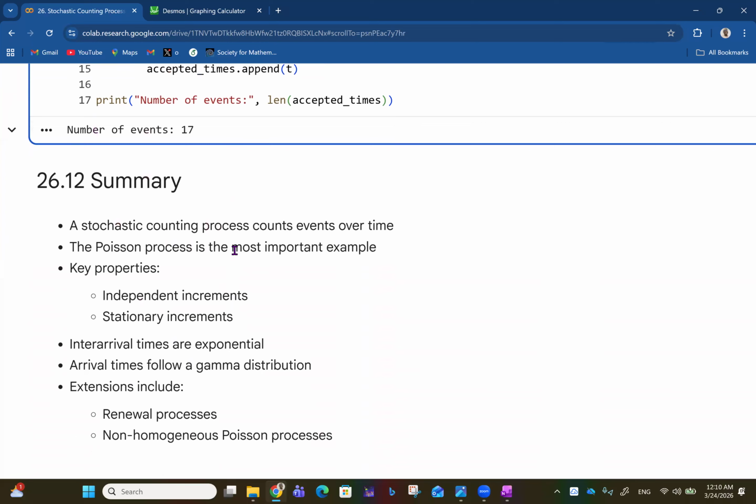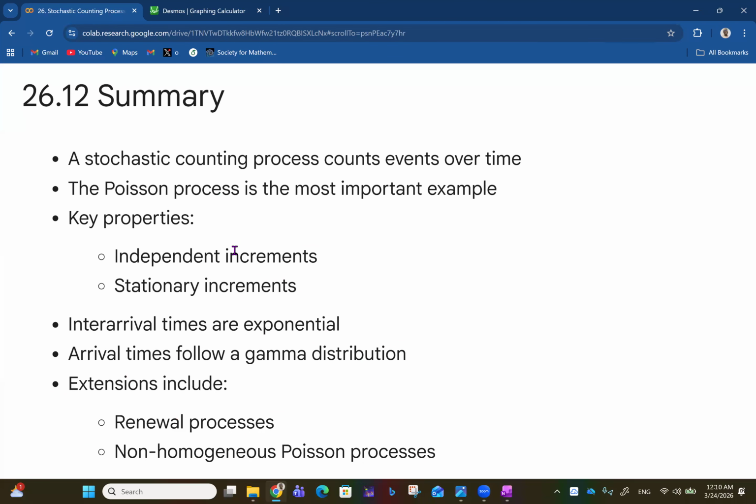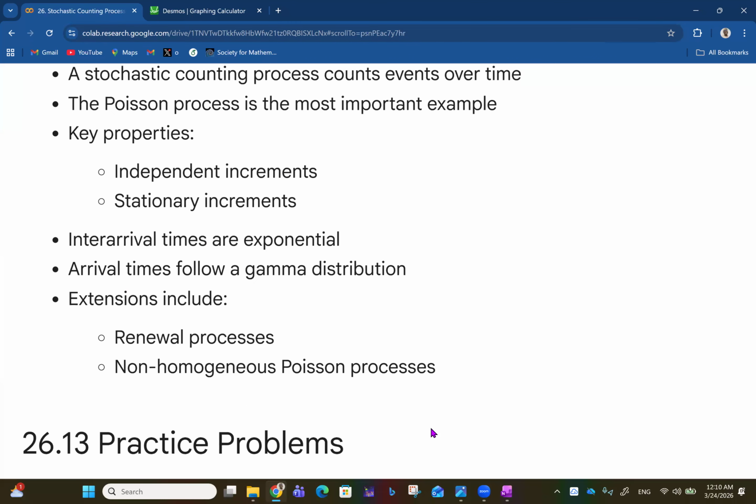So, in summary, a stochastic counting process counts events over time. The Poisson process is the most important example of a stochastic counting process, and that is why this set of videos will be focused mainly on Poisson processes. The key properties are independent increments, stationary increments, and exponential interarrival times. Arrival times follow a gamma distribution, and extensions include renewal processes and non-homogeneous Poisson processes.